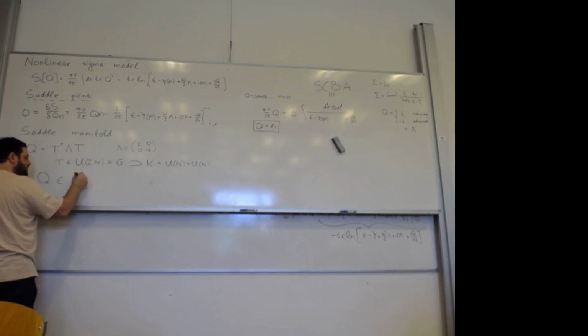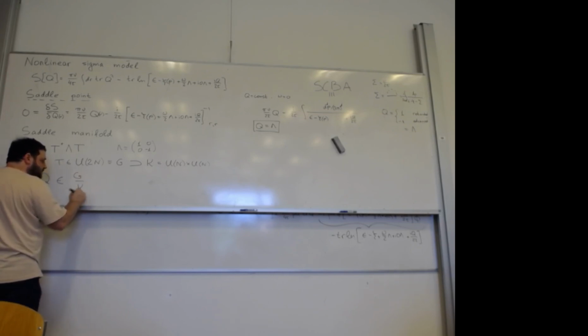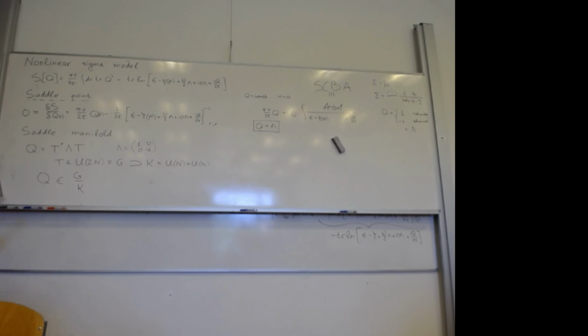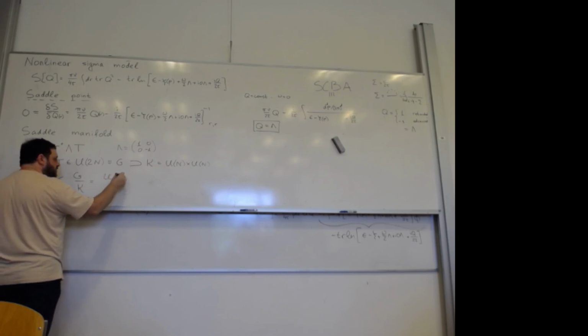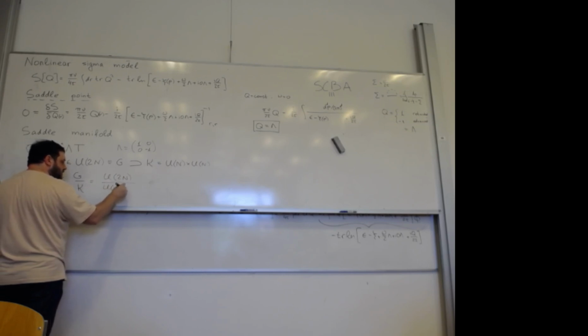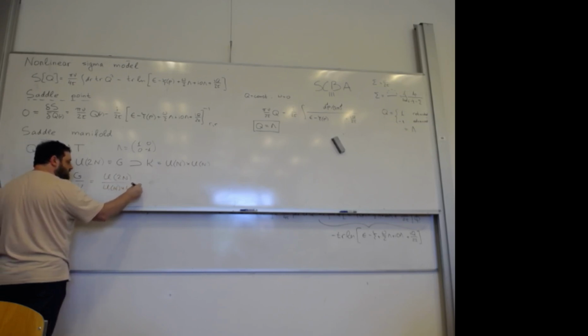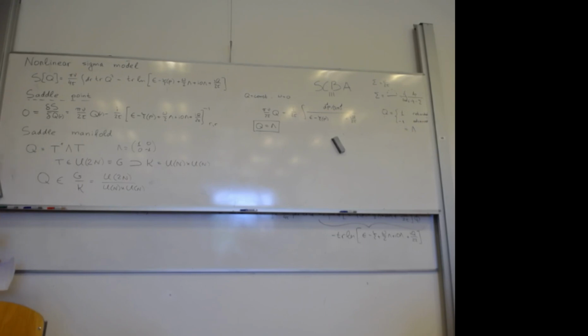which is G divided by K. So any matrix T corresponds to some matrix Q, but there are different matrices T that correspond to the same matrix Q. That's why we should factor out this. It's like a gauge symmetry, and it's U(2N) divided by U(N) times U(N). This is the saddle manifold.